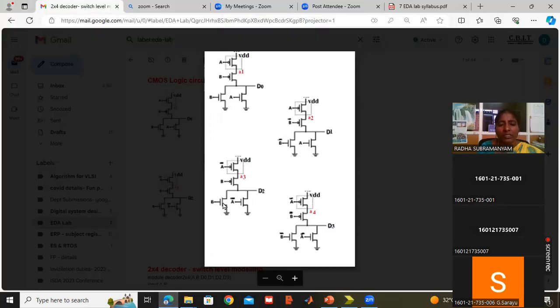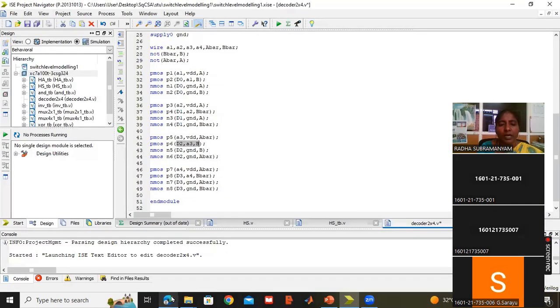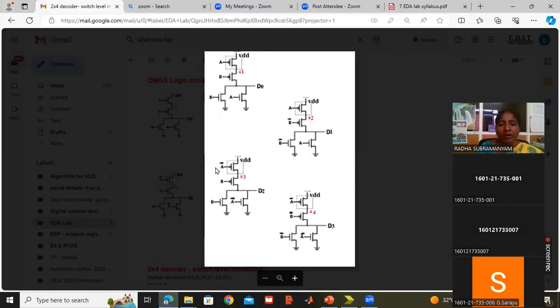Next, two NMOSs are there. For both of them, one of the inputs is ground, the other input is B, A bar, and the common output is D2. So the third NOR gate is completed.